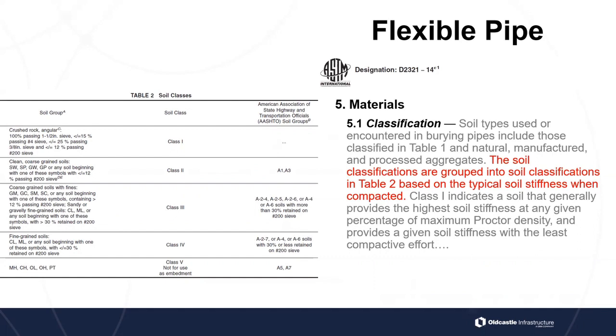We went into this pretty in depth last webinar: a class 2 is equivalent to a category 1 concrete. Class 3 is equivalent to a category 2 in the concrete spec, and class 4 is the equivalent of your category 3. And then a class 5 is not for use as embedment. That's the same as a category 4 for concrete pipe, not suitable for embedment. So these are your different classes of soil.